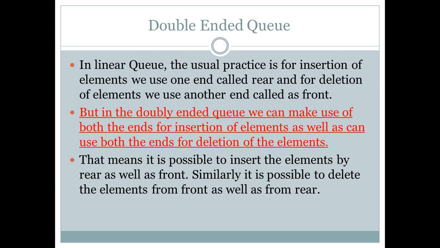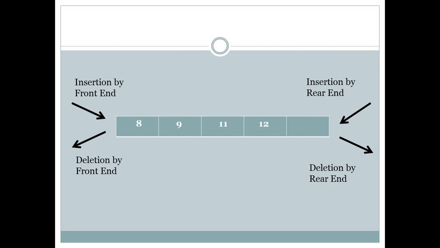Okay, so that means it is possible to insert an element from the rear as well as the front. Similarly, it is possible to delete an element from the front as well as from the rear. So this is the double-ended queue. Here we can insert at the front end, we can delete at the front end, we can insert at the rear end, and we can delete at the rear end.